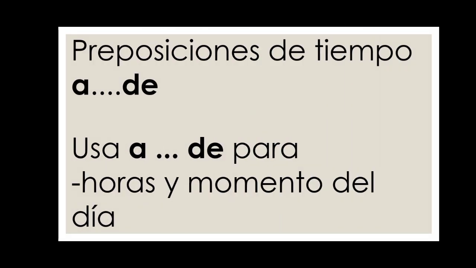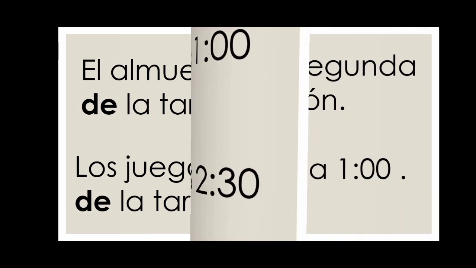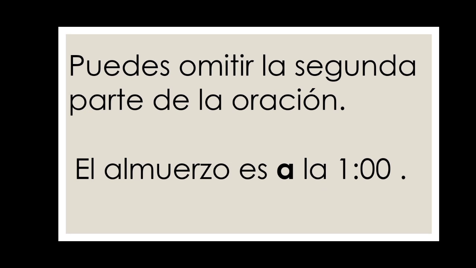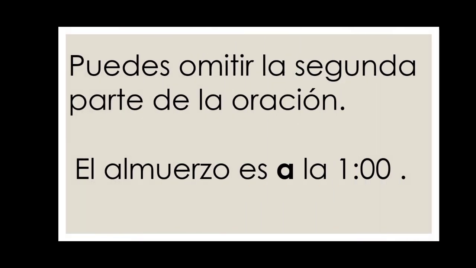Preposiciones de tiempo: a, de. Usa a y de para horas y momentos del día. So we use a and de for the hour and the moment of the day. Like a las dos, at 2 o'clock, a la medianoche, at midnight. El almuerzo es a las 11 de la tarde. Los juegos son a las 12:30 de la tarde. So we use a and de. Puedes omitir la segunda parte de la oración, so we can skip the last part like de la tarde. We can just write: el almuerzo es a las 11.